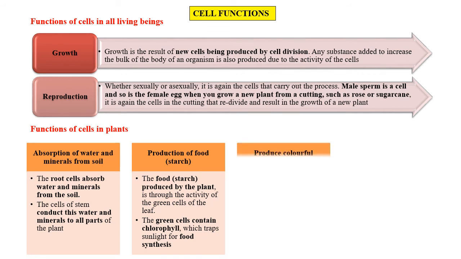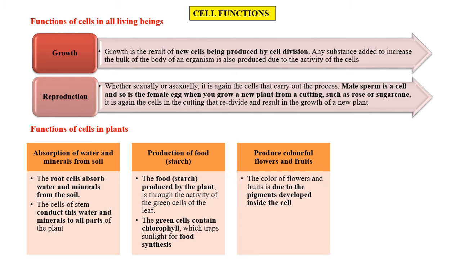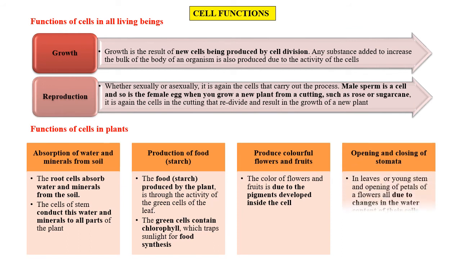Produce colorful flowers, and the color of flowers and fruits is due to the pigments developed inside the cells. Opening and closing of stomata in leaves or young stem, and opening of petals of a flower are all due to changes in the water content of their cells.